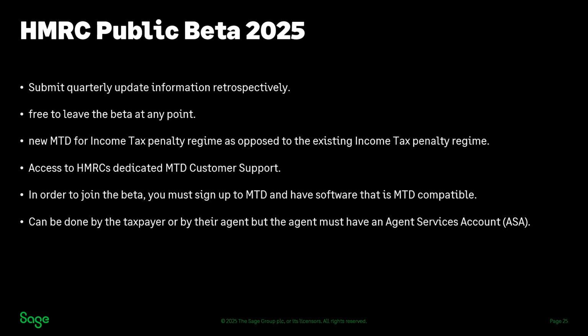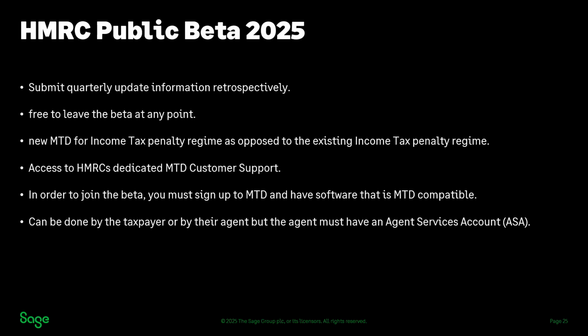If you join the beta, you will be subject to the new MTD for income tax penalty regime as opposed to the existing penalty regime. Under the new penalty regime, you will accrue points for late submissions and late payments, and these will translate into monetary fines once a certain number of points have accrued. However, HMRC have confirmed that you will not get any late submission penalty points for missing quarterly updates during the testing phase. I want to make that very clear, the testing phase.